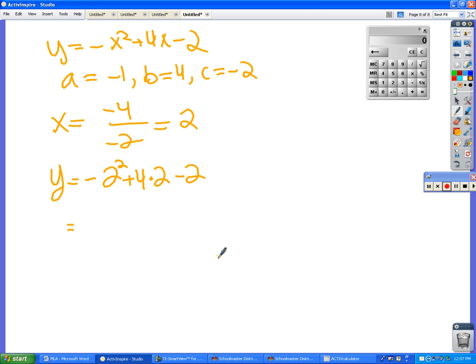Because it's a negative x squared. Okay, so 2 squared is 4, and then the negative in front makes it -4. 4 times 2 is 8, minus 2. Okay, and then I can go -4 plus 8 minus 2, and that gives me 2. So final answer, x and y coordinates of the vertex, 2, 2. All right? I know it's crazy. It just might work.